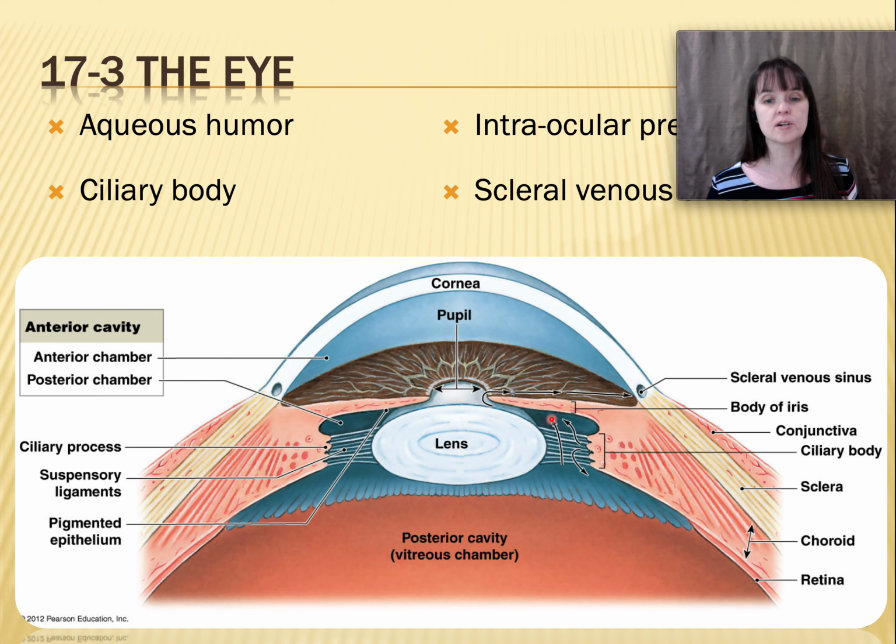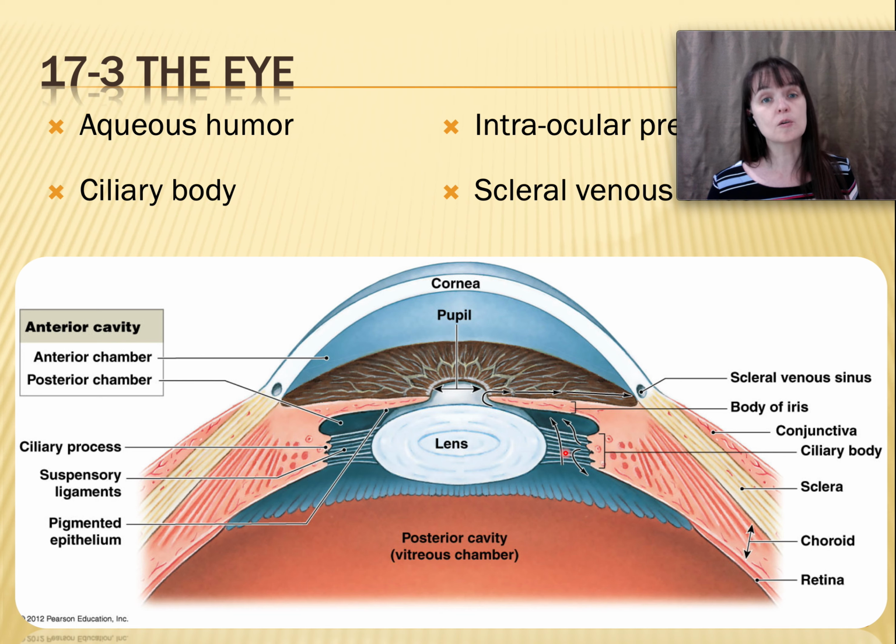And remember, the anterior chamber and posterior chamber together make up the anterior cavity. The anterior cavity is from the cornea to the lens. The anterior chamber of the anterior cavity is from the cornea to the iris. And then the posterior chamber of the anterior cavity is from the iris to the lens.